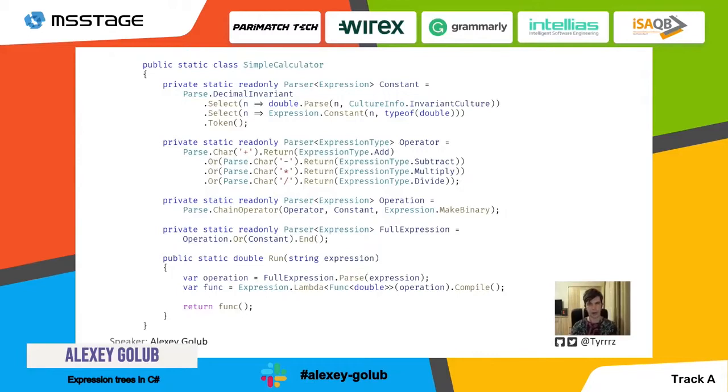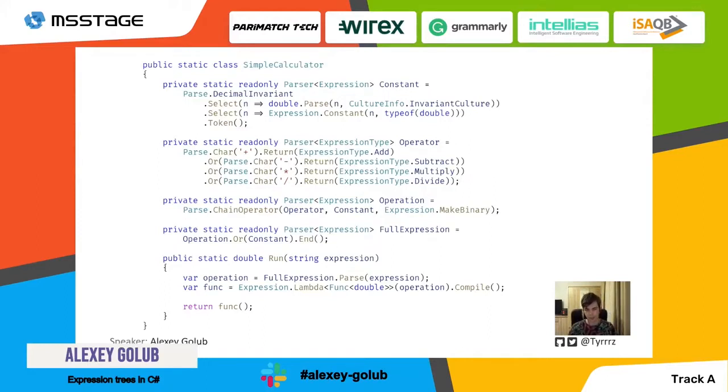And I have a parser defined for the constant, so numbers like 10 or 15 or 2. I use the DecimalInvariant primitive for that and just turn it into double, and then map it to an expression constant. So whenever I have a number that I see in text, I just turn it into a constant expression straight away. And then for operator, which is basically the character that represents different operations that we can do, for example, plus, minus, multiply, or divide, I just have a simple parser that looks for those characters and returns an ExpressionType. ExpressionType is basically an enum, so it's also defined in System.Linq.Expressions for us, so we don't have to do anything ourselves.